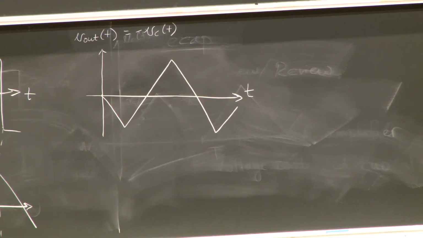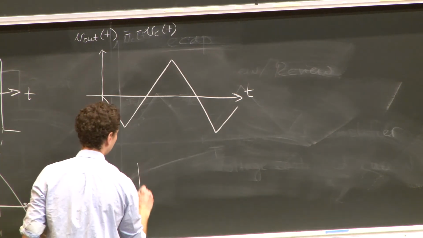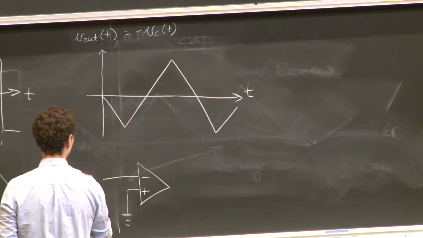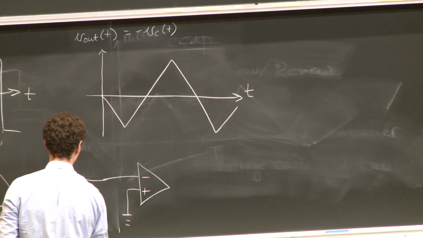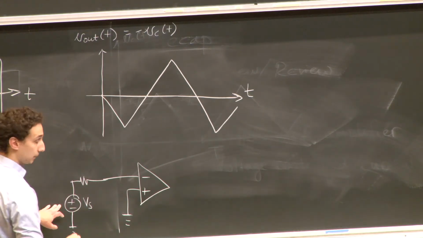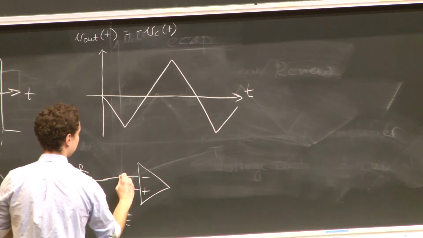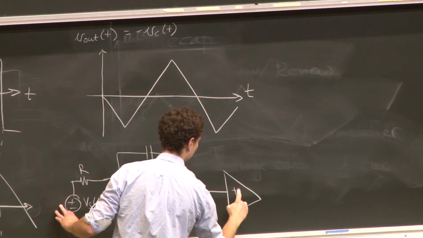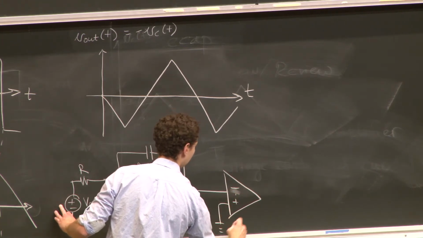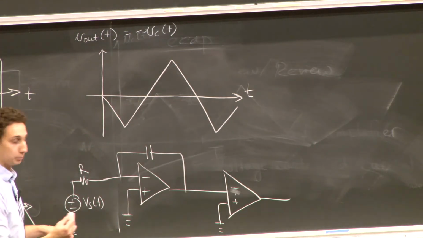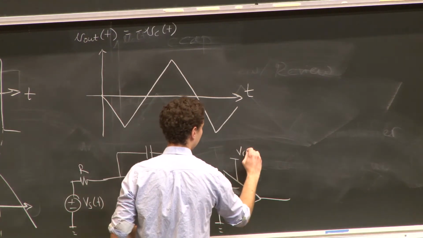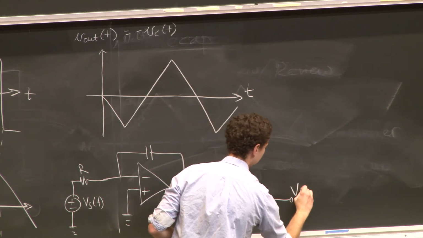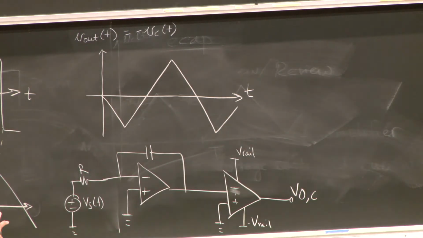Well, let's do the same suggestion. What we did before was we had our circuit. Here's my source voltage as a function of time. Here's my resistor, my capacitor. Let's attach this to a comparator with some plus V rail and minus V rail. Let's call this V output C, the voltage output of the comparator.